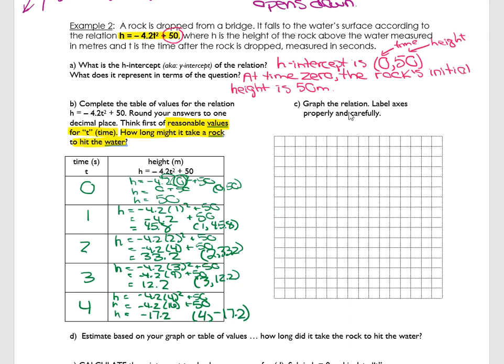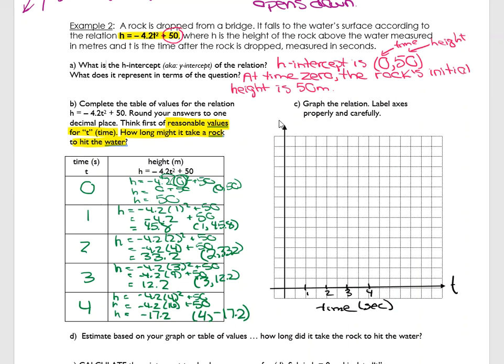Part C says graph the relation, label axes properly and carefully. So I'm only going to put my y-axis right here really close to the edge, and the x-axis as well, because with most word problems we don't deal with negative numbers. All right, along the bottom here, this is my time axis, and we're measuring time in seconds. I've got 0 to 4, so I'm not just going to go 1, 2, 3, 4 like this. I'm going to spread it out a little bit. 1, 2, 3, 4 seconds.